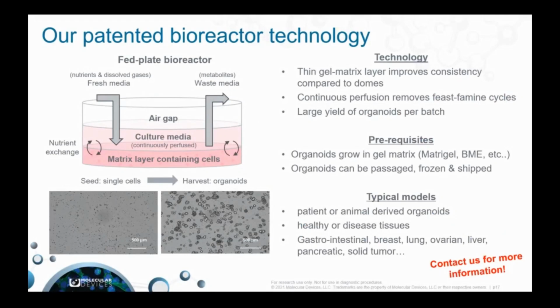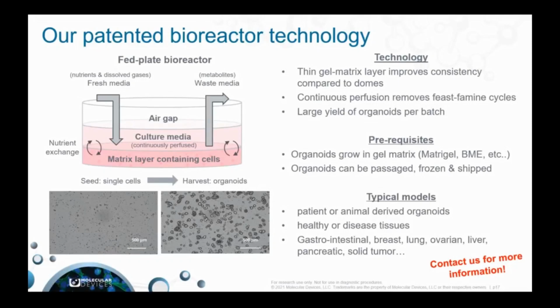And so how do we do this? The key is all thanks to the proprietary bioreactor technology. And the concept is that the bioreactor can grow organoids in a thin gel matrix layer and have a continuous media perfusion throughout the expansion. So this means that the culture is much more homogeneous with better access to nutrients compared to the gradients that you would see with dome culture, which can be dependent on dome size.